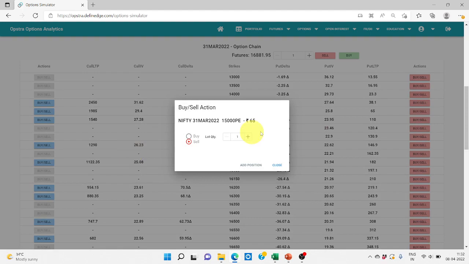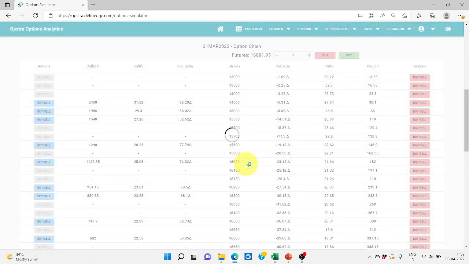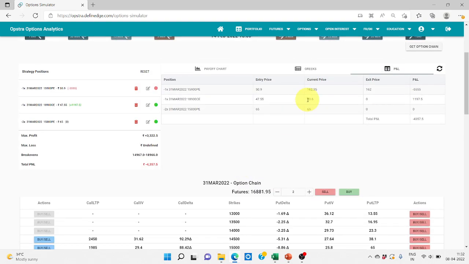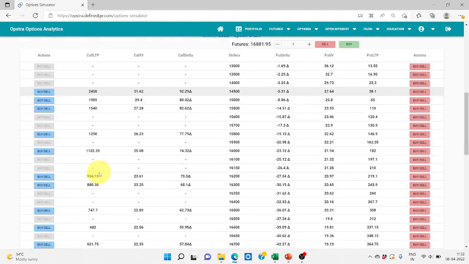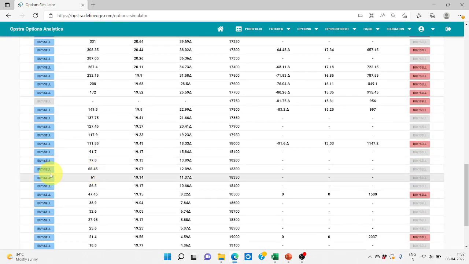So we are going to sell 2 lots of 65, and 65 into 2 is like only 130, but here it is 160. So we need 30 more premium to match the premium. So maybe we can close this 23 and we can sell somewhere around 50, so that totally the premium will get matched.